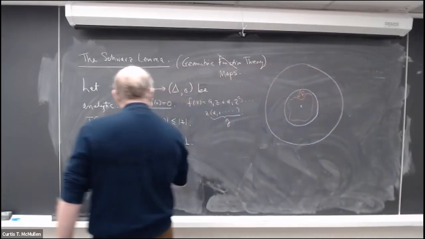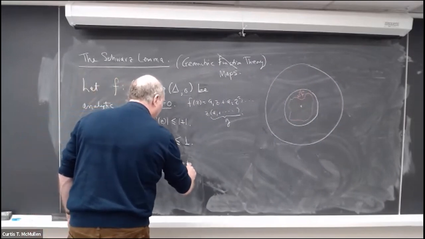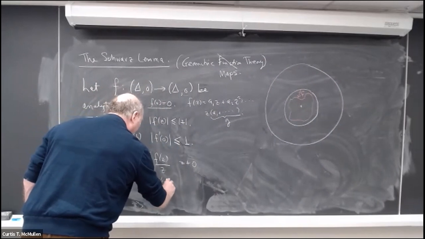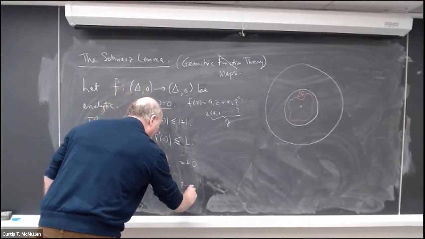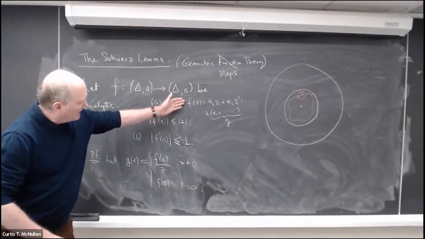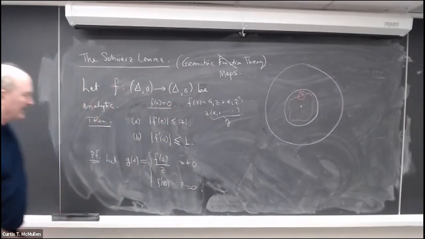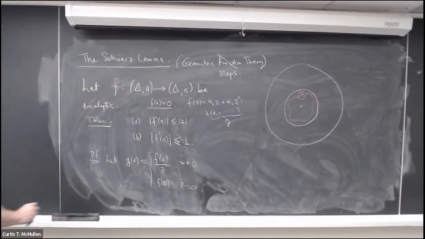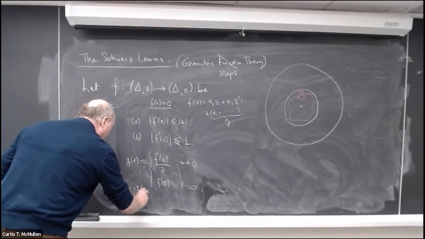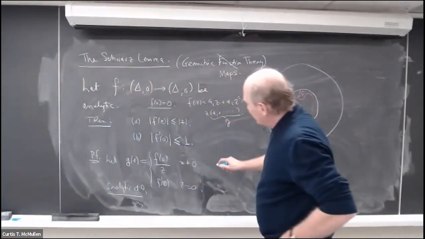So we let g be the ratio f of z over z, at least for z not equal to 0, and we let it be equal to f prime of 0 for z equal to 0. Because of this expression, all I've done is define this function g, so in fact it's analytic at the origin.